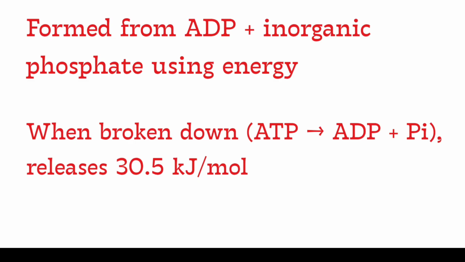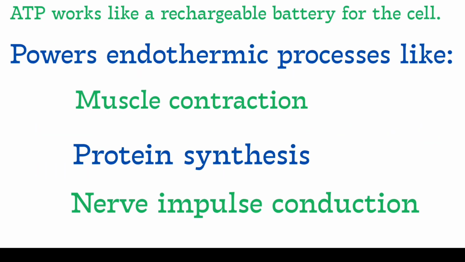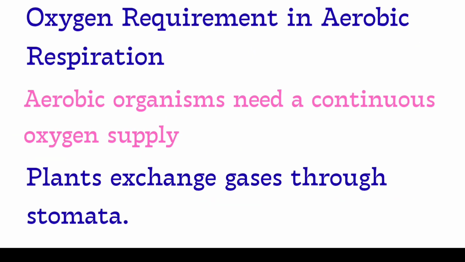Now, when the cell needs energy, it simply spends ATP by breaking its terminal phosphate bond using water, releasing 30.5 kilojoules per mole of energy. And just like a battery can power lights, motors, or gadgets, ATP can fuel muscle contractions, build proteins, send nerve signals, and run countless other activities inside our cells. And so it is the universal energy currency that keeps life running.